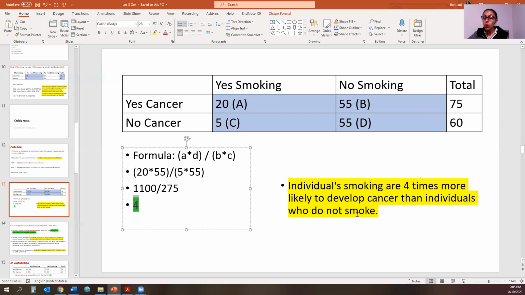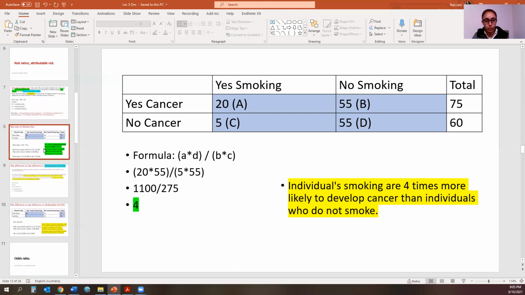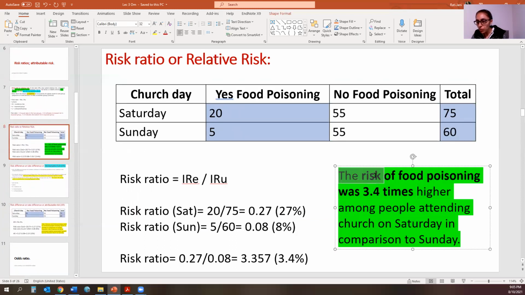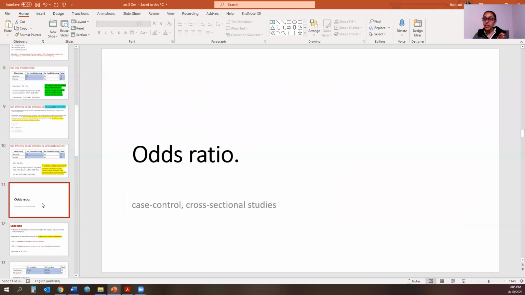One thing which you will not do is use the term risk. Do not use the term risk if you have calculated odds ratio. When you're writing your results, this is all doing the same thing, which is trying to make comparisons between your IV and your DV in various types of study designs. The theoretical concept is the same, the essence is the same, but it all boils down to how you want to report your results. If we see over here, you see how we have used the term risk when we are calculating risk ratio. The risk of food poisoning was 3.4 times. I have used the term risk. Do not use the term risk when you are calculating odds ratio.